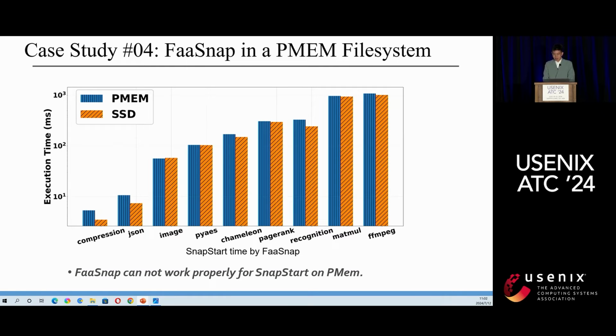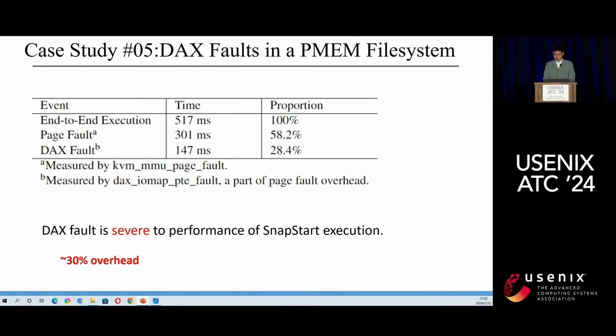First, we ran FaaSnap on persistent memory and SSD and found that the execution time on PM was slower than SSD in almost all test workloads. That means FaaSnap does not work well on PM. The reason is FaaSnap cannot record the accessed working set on PM because the accesses are not cached. In the ResNet-50 workload case study, DAX faults account for nearly 30% of SnapStart execution time, significantly impacting function efficiency.